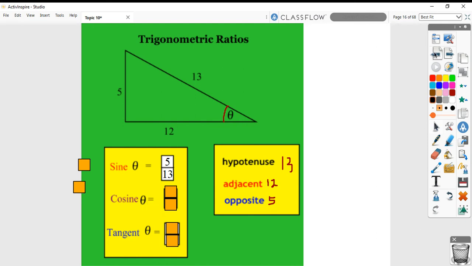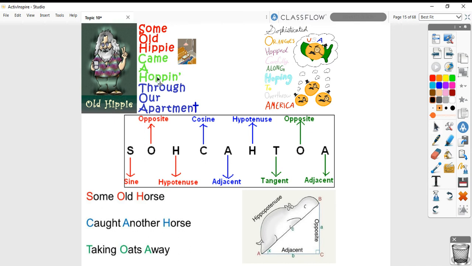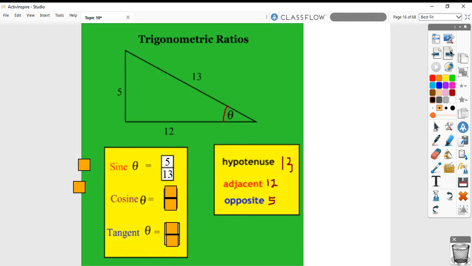Cosine of theta, caught another hippie. CAH stands for cosine is adjacent over hypotenuse. So that's going to be 12 over 13.